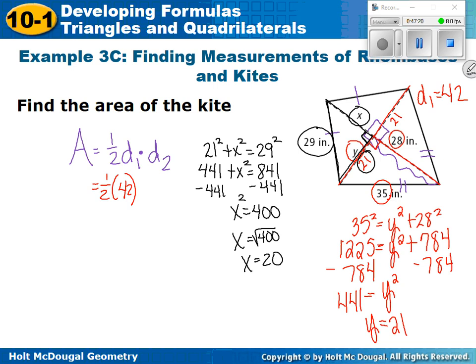20. Okay, I did that really fast. Are you guys with me? So if x is 20 and the other piece is 28, what does that make our second diagonal? 48. So then we just come over here and we plug it in and type it in on our calculator.